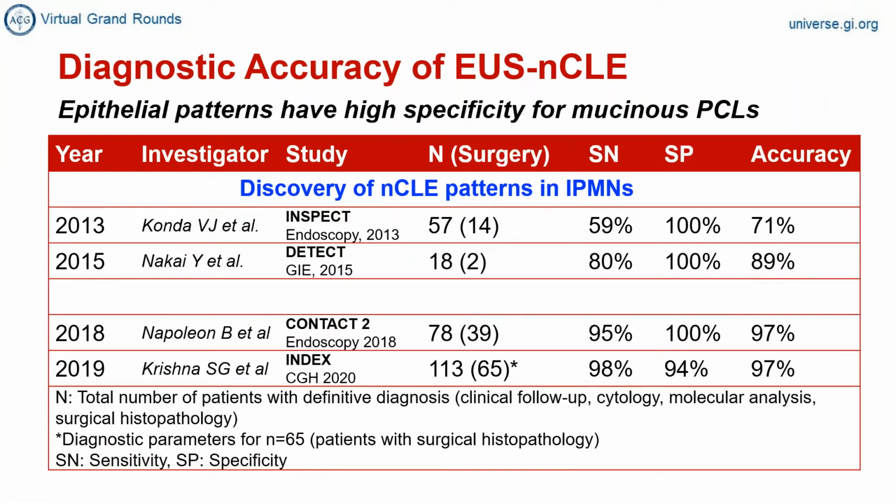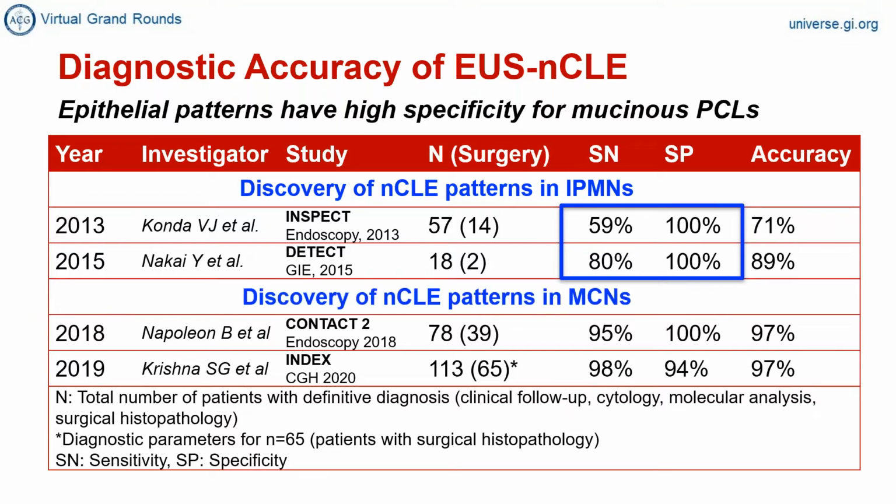Using endomicroscopy, the initial studies had a lower sensitivity because at that time we didn't know how mucinous cystic neoplasms would look on endomicroscopy. After the patterns of mucinous cystic neoplasms were discovered, there is increased accuracy as per two recent studies: the multi-center study from France and our single center study from the Ohio State University, showing a higher sensitivity of 95 to 98% and higher specificity as well.